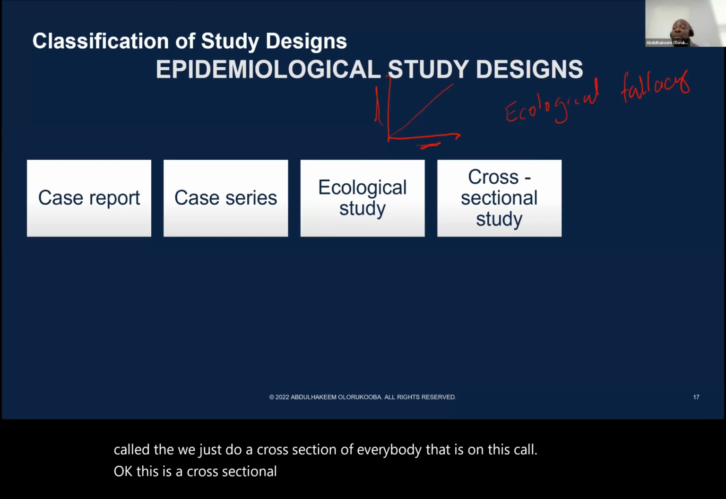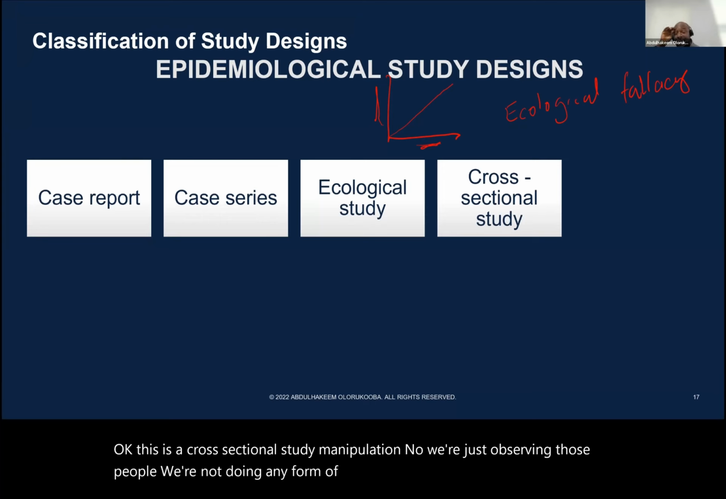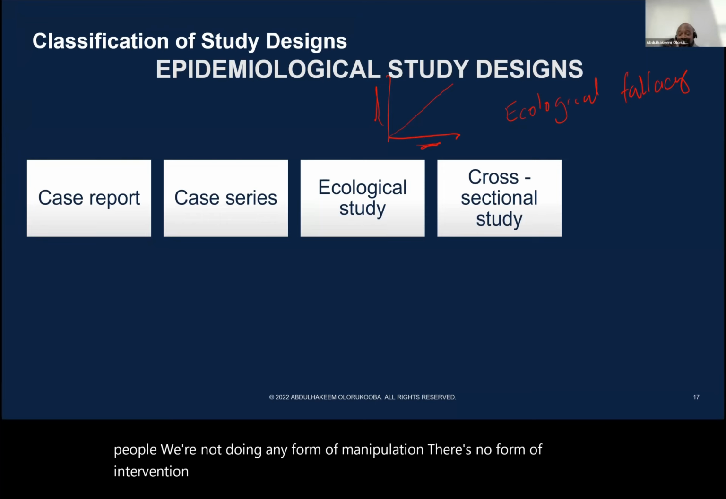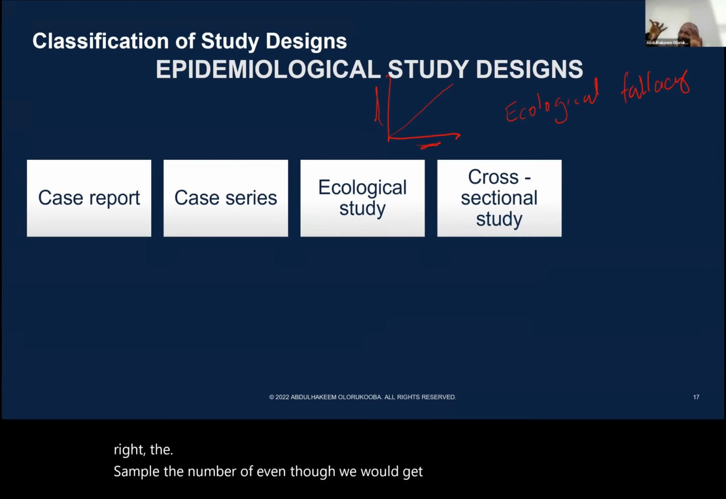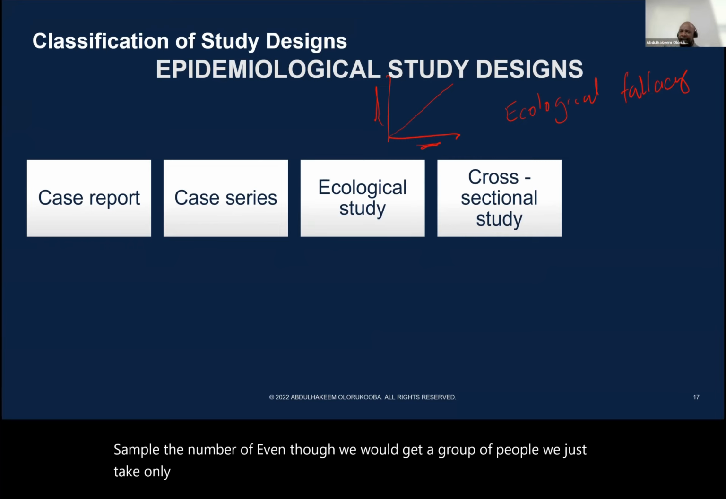Manipulation? No, we're just observing those people. We're not doing any form of manipulation. There's no form of intervention. The unit of study is individuals, not a population. Even though we would get a group of people, we take only one sample. It's a sample once.